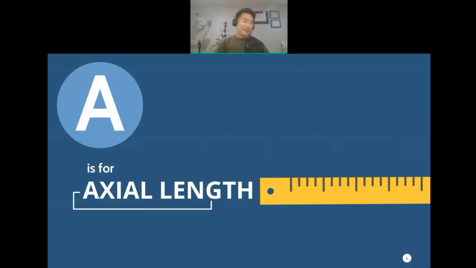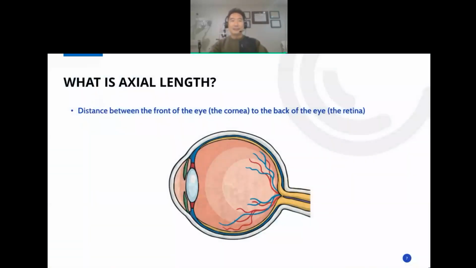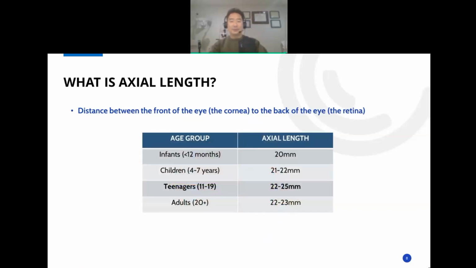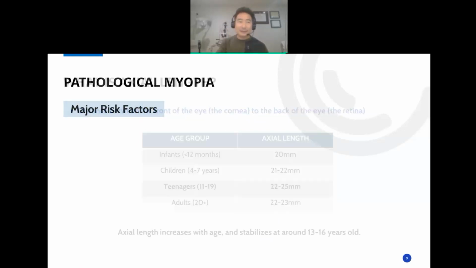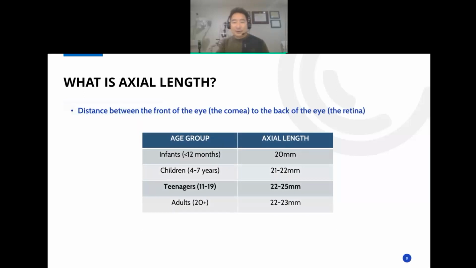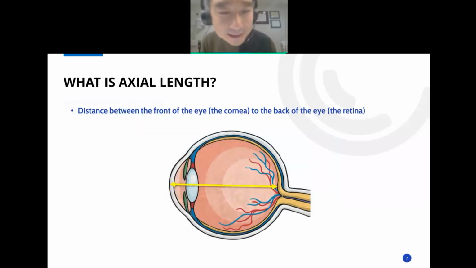The whole topic is on ABC. First is axial length. What is it? It's the distance between the front of the eye, the cornea, all the way to the back of the eye. That's how we measure it. I'll go over how to measure it in a second.